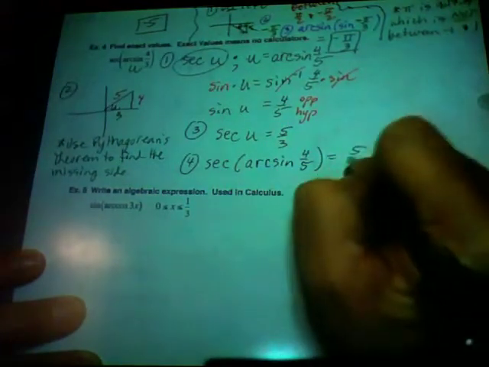Yes, so technically, since I found the secant of u, the secant of the arc sine of 4/5 is 5/3, because then I just replaced u with the arc sine of 4/5.